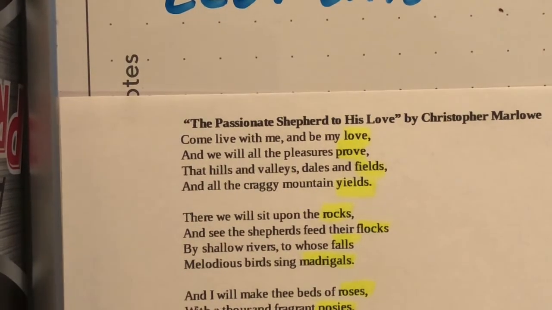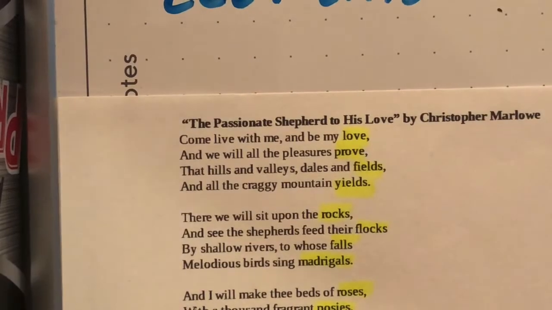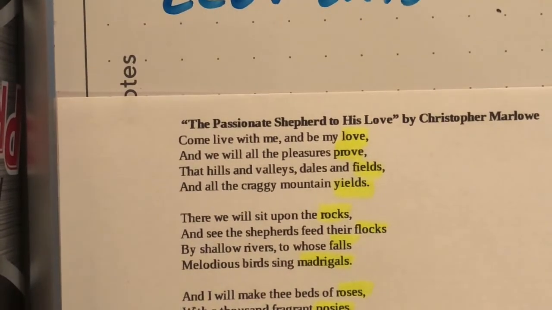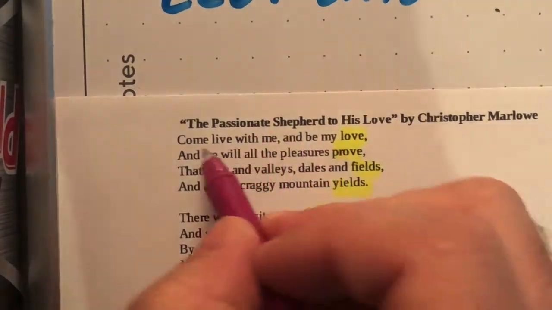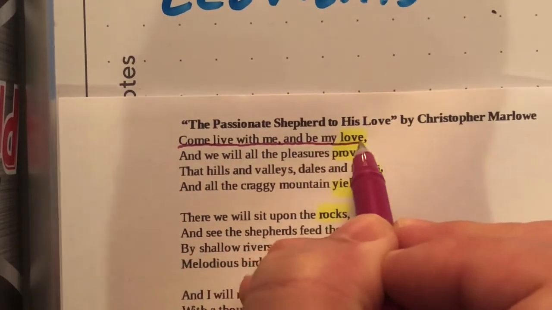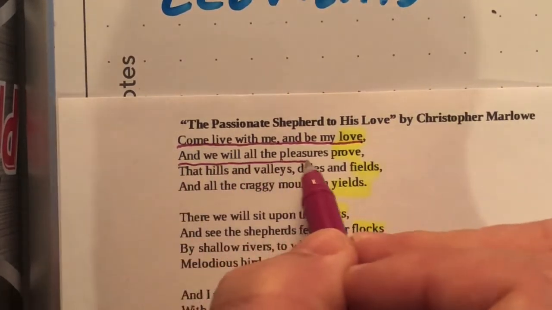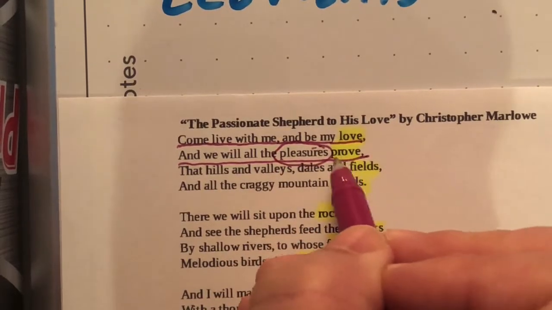Okay, to his love. So this is a young man who's telling a girl that he likes that he loves her. Okay? He has an offer for her. Come live with me and be my love. One of the most famous lines in verse. And we will all the pleasures prove. Gets a little racy here with the word pleasures prove.